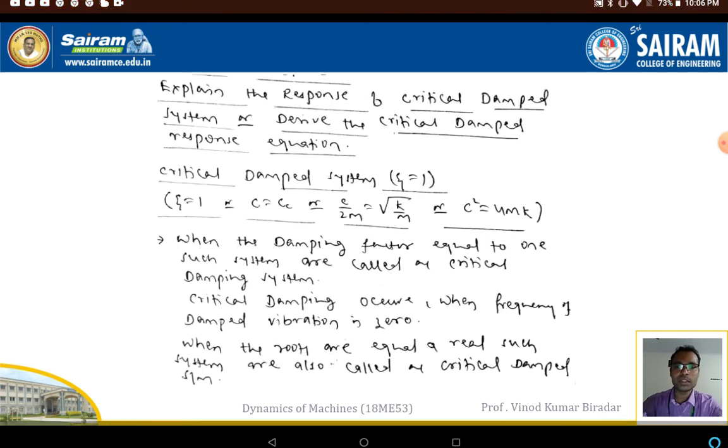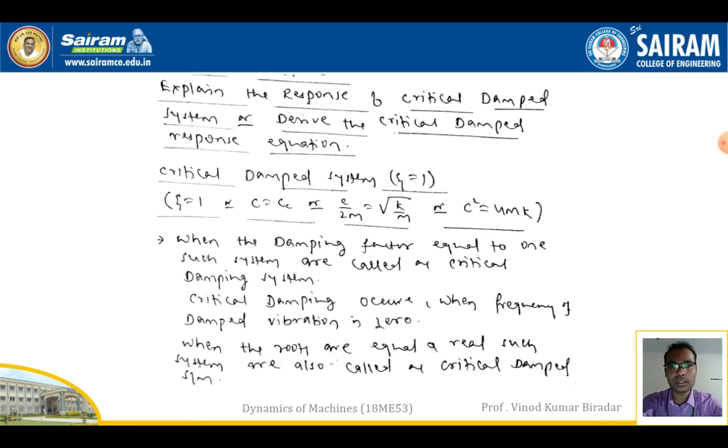Let me derive the equation of this critical damped system. This is also a very important question from the point of view of examination. They may ask you a question like this: explain the response of a critical damped system, or derive the critical damped response equation. Critical damped system means you will understand that if the zeta value is equal to 1, then such particular systems are called critically damped systems.